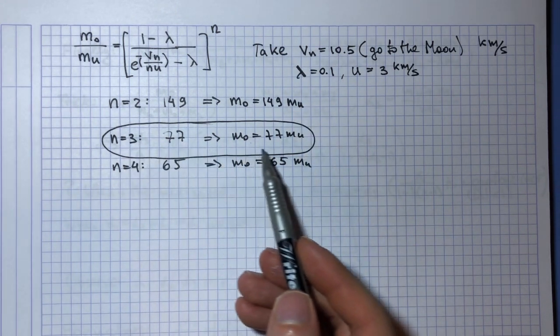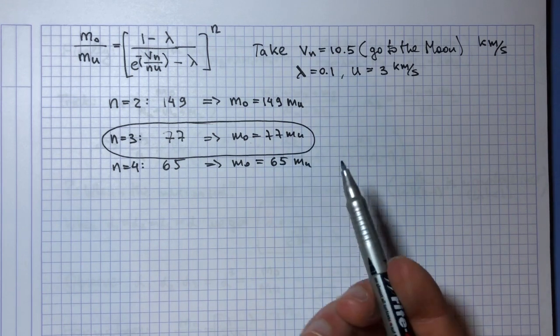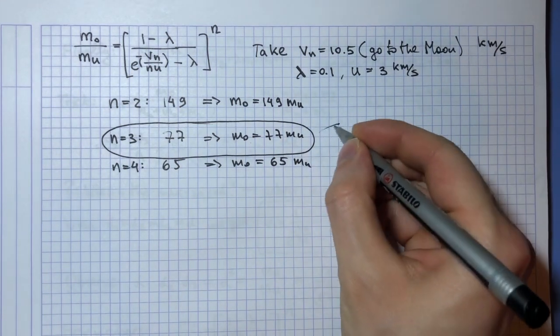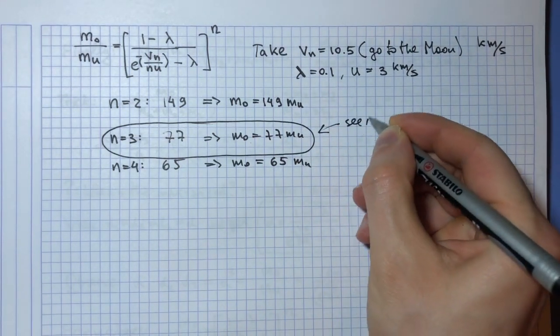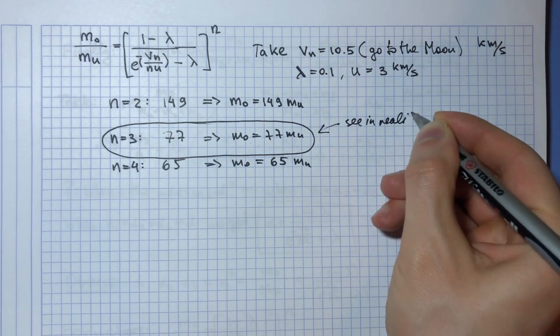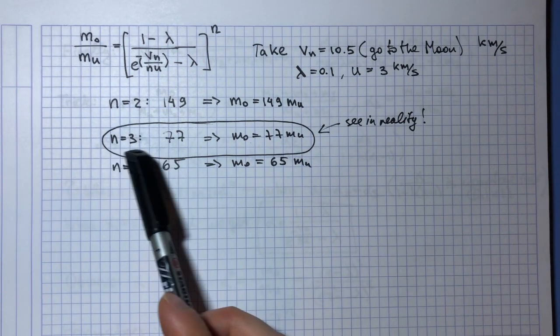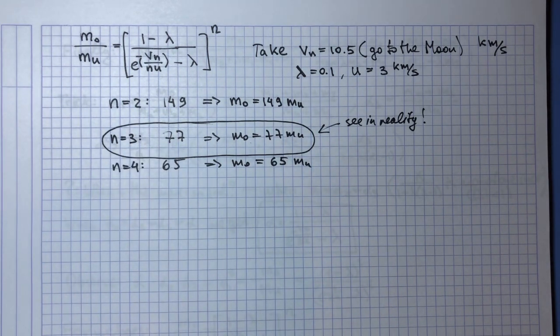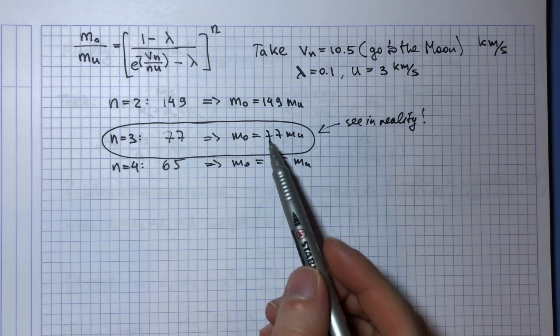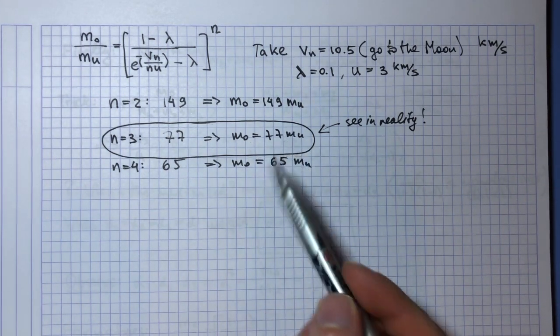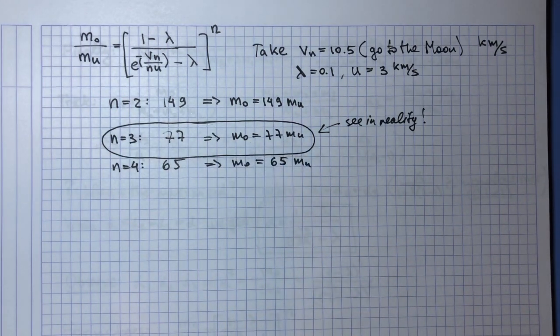So n equals 3 appears as the most optimal solution, and this is what you actually see in reality. If you look at any rockets that go to space now or used to go to space back in the days, you would notice that all of them were 3-staged. But now you have a mathematical background for why this is the case. Why is this the most optimal solution?